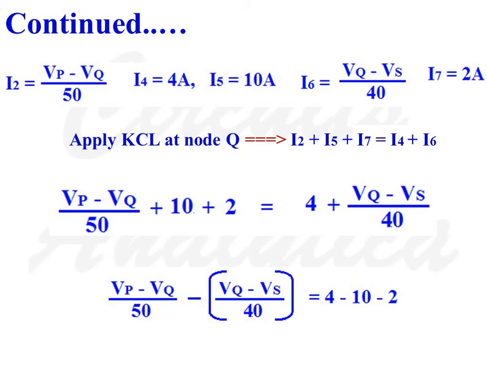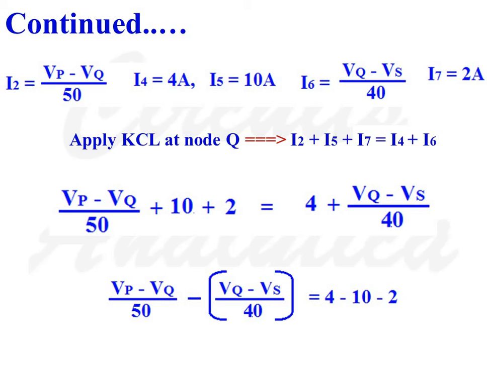I2 is equal to (Vp minus Vq) divided by 50. I4 is equal to 4 ampere. I5 is equal to 10 ampere. I6 is equal to (Vq minus Vs) divided by 40. And I7 is equal to 2 ampere. According to KCL, I2 plus I5 plus I7 is equal to I4 plus I6. So (Vp minus Vq) divided by 50 plus 10 plus 2 is equal to 4 plus (Vq minus Vs) divided by 40.